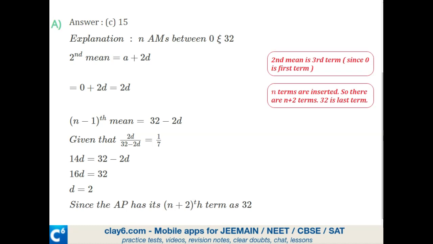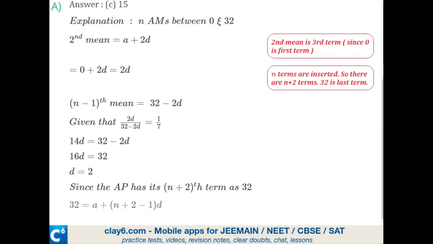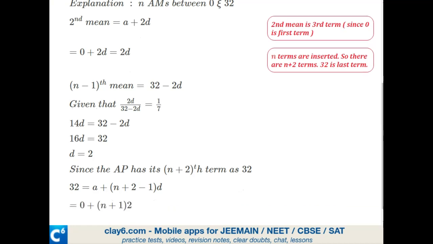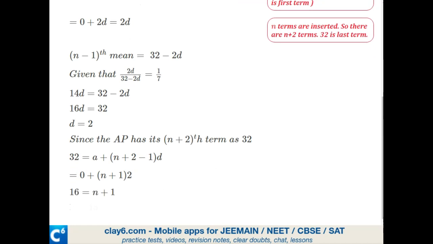Now we have to find n. We know very well that 32 is the (n plus 2)th term. So 32 is a plus (n plus 2 minus 1)d, because that's the total number of terms. You remember the formula is a_n equals a plus (n minus 1)d, but that's for n terms. Here we have n plus 2 terms, so we substitute n plus 2 there, and now we solve for it, and we will get n as 50.